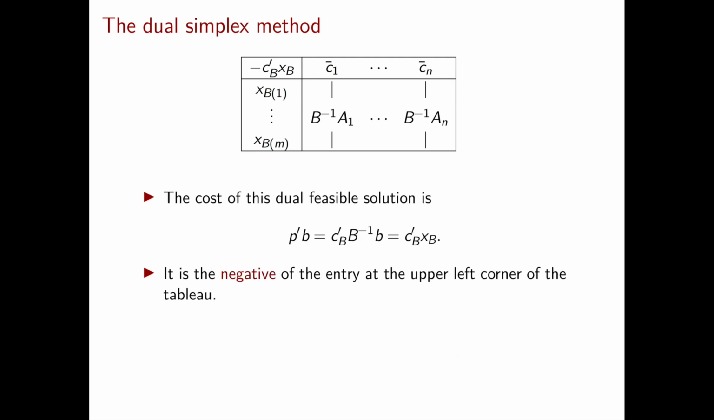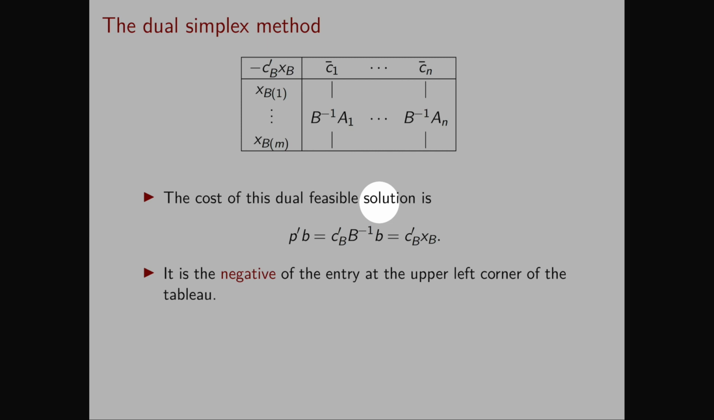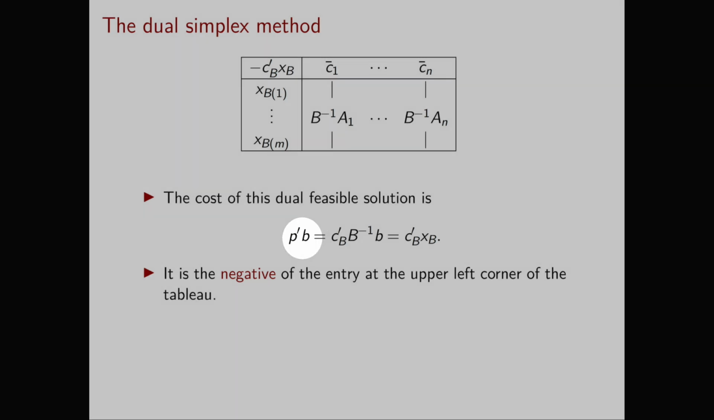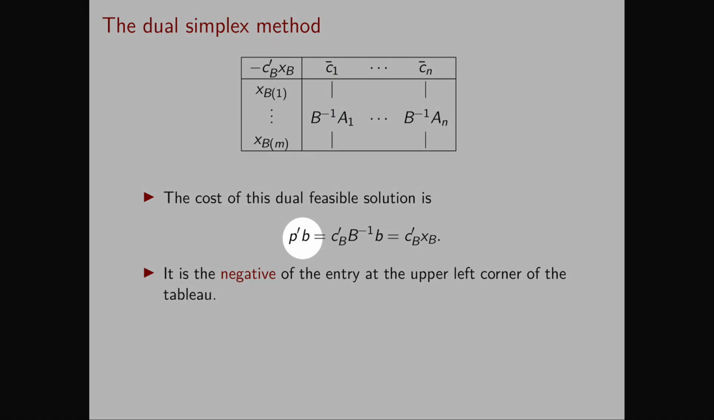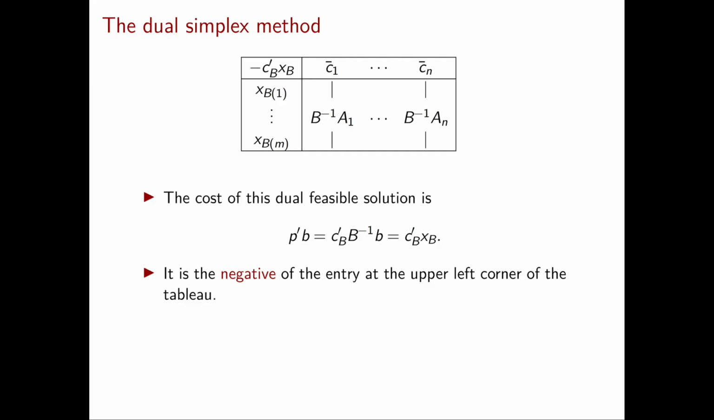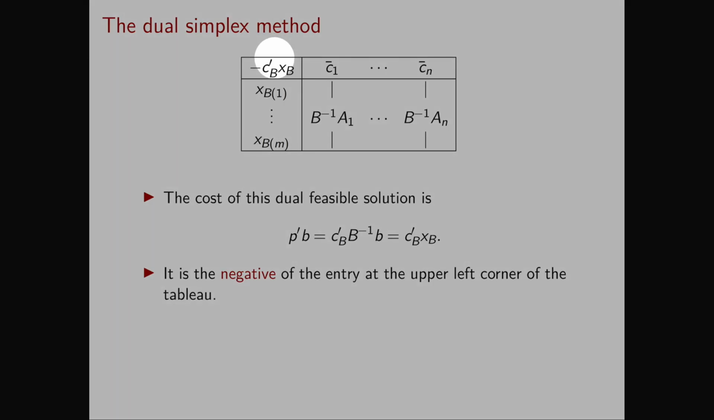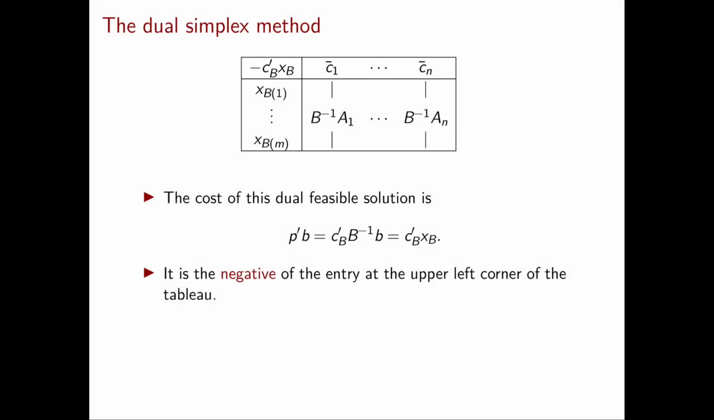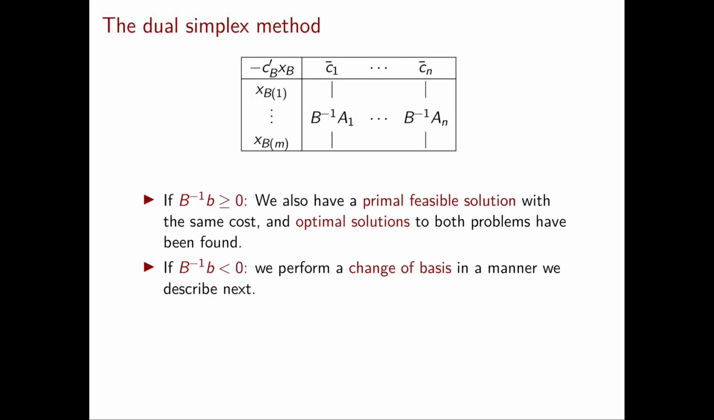Now we can look at the cost of our dual feasible solution. This is p transpose b, and by replacing p with c_B B inverse, we obtain that the cost is c_B transposed B inverse b, and now we can replace B inverse b with x_B, and we obtain that the cost is c_B transposed x_B. So the cost of our dual feasible solution is the negative of the entry at the upper left corner of the tableau.